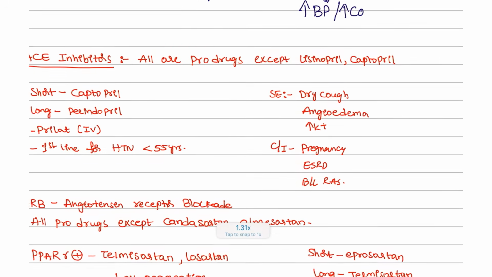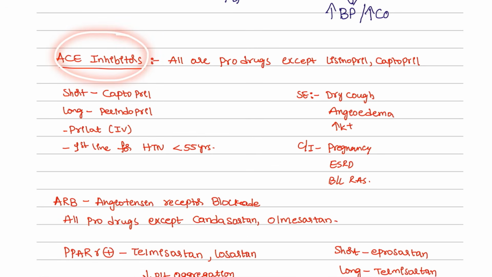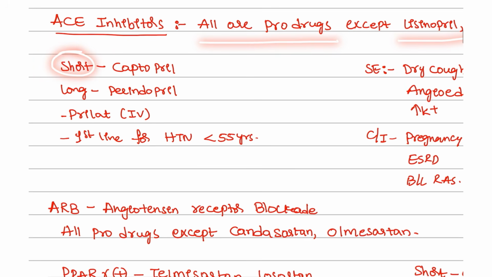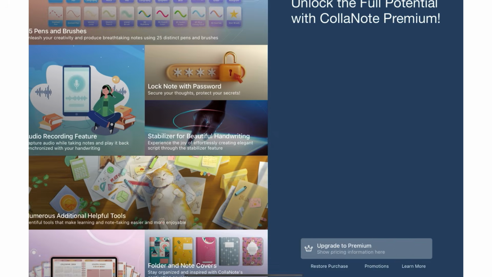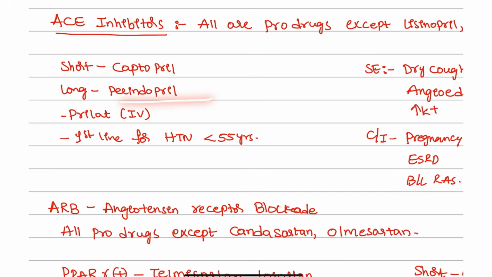So let's see what those drugs are and their classification. The first class is the ACE inhibitors. What are these ACE inhibitors, guys? They are prodrugs. All are prodrugs except lisinopril and captopril. Shortest acting is captopril. Longest acting is perindopril. All these drugs are commonly used as first-line treatment for hypertension patients who are less than 55 years old.